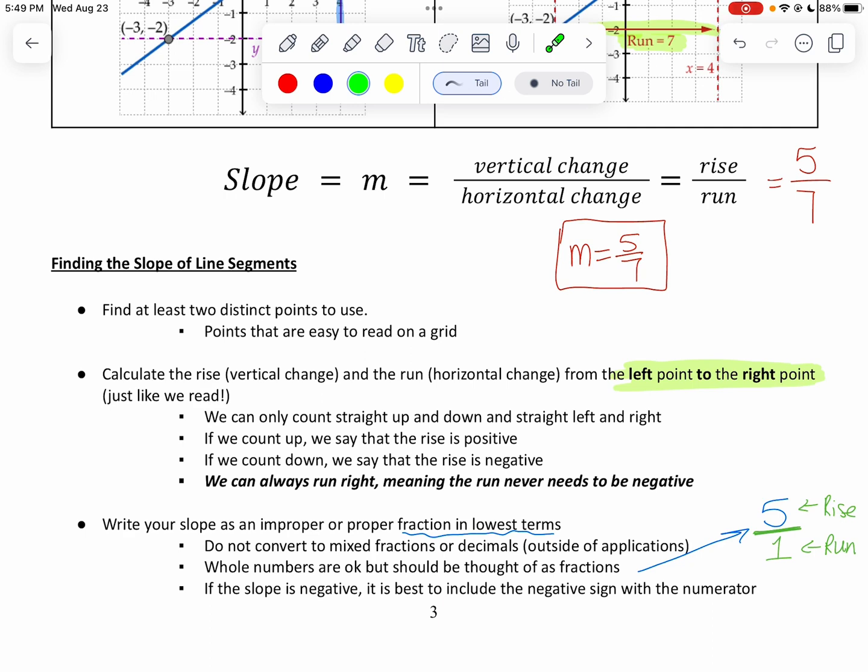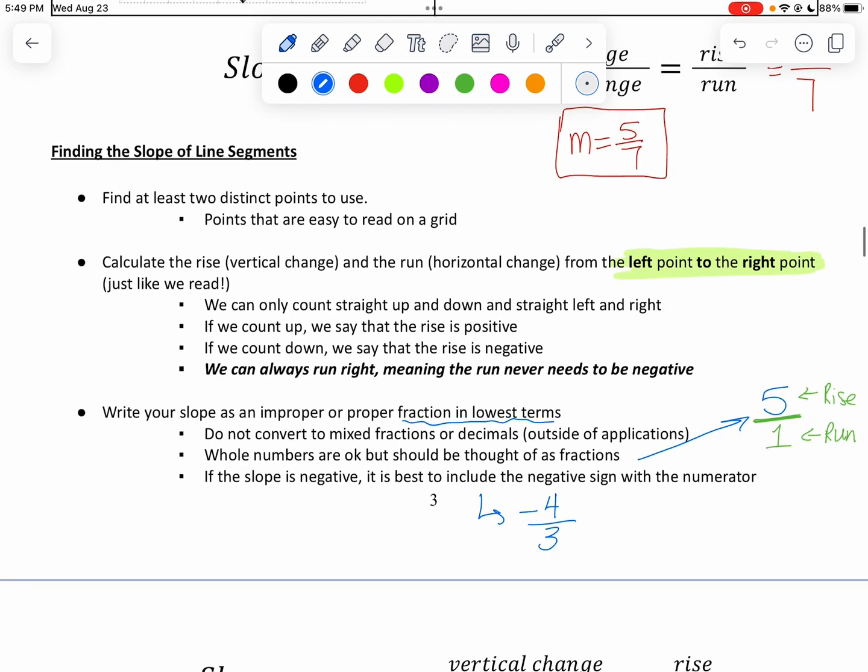If the slope is negative, then it's best to include the negative sign with the numerator. So all that means is if I got a slope of -4 over 3, I want that negative up in the numerator. So in other words, I don't want a -4 with the negative sign in line with the fraction line. And even worse, I don't want 4 over -3.